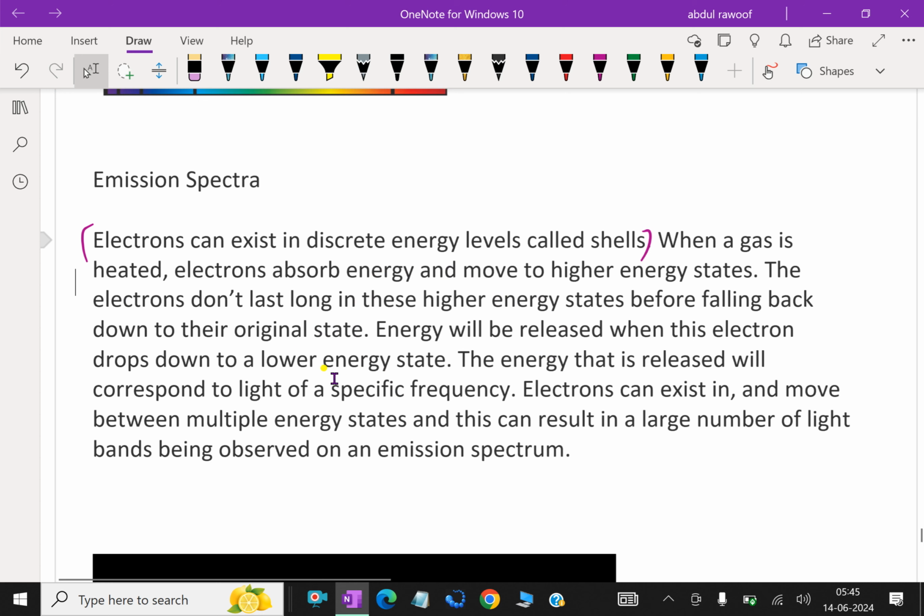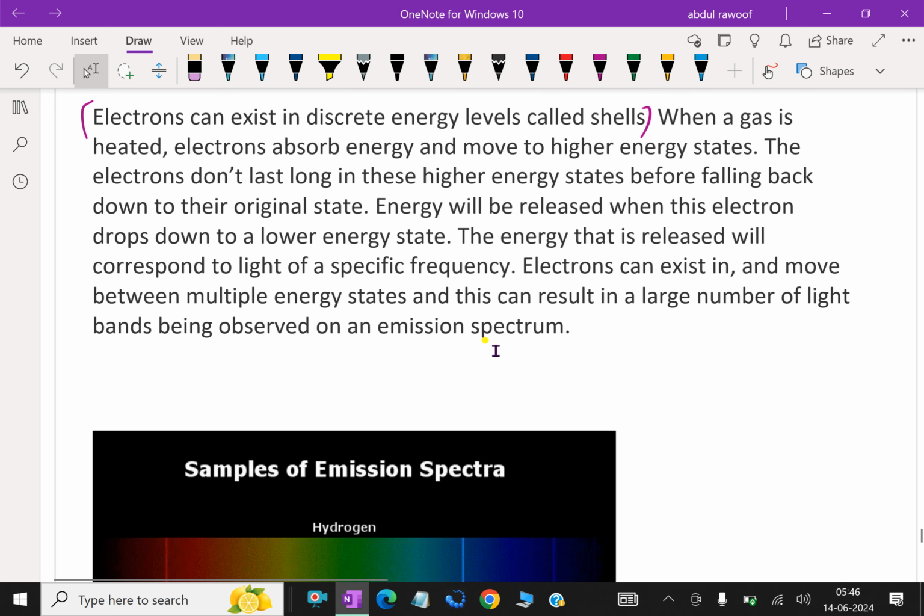When a gas is heated, electrons absorb energy and move to higher energy states. The electrons don't last long in these higher energy states before falling back down to their original state. Energy is released when an electron drops down to a lower energy state. The energy that is released corresponds to light of a specific frequency.